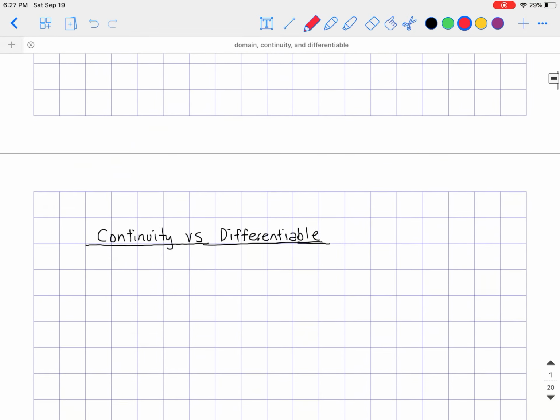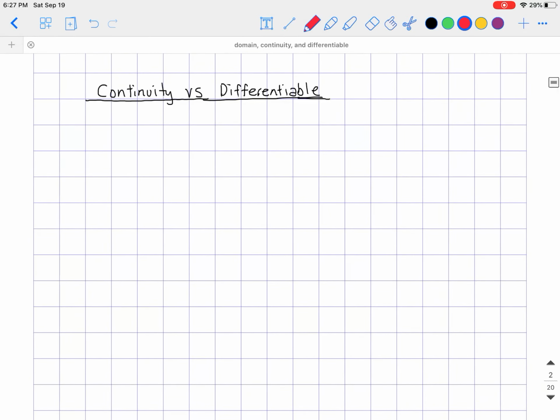Okay. Next, let's talk about continuity and differentiability. Meaning, if it's continuous, then is it differentiable? Well, another counterexample I can give you would be the function y is equal to the absolute value of x, or in this case, maybe absolute value of x minus 2. Notice that it is continuous everywhere, but the problem is that it is not differentiable at x equals 2.